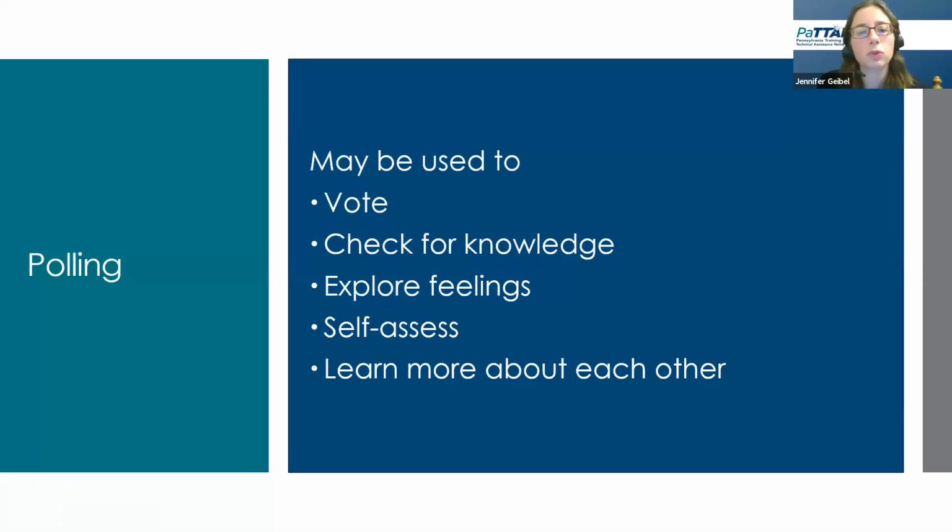We can use polling to explore our feelings, to self-assess, like if we ask the question, how comfortable do you feel with your fluency today? And then give them 4 options and just see on a scale what they have decided, because that might change the whole direction we go with our session. We can also use polling to learn more about each other, to learn maybe what pets we have, or do we have any brothers and sisters at home? It's just a good way to get some of that information out in an engaging way. And it's pretty easy to share that with them.